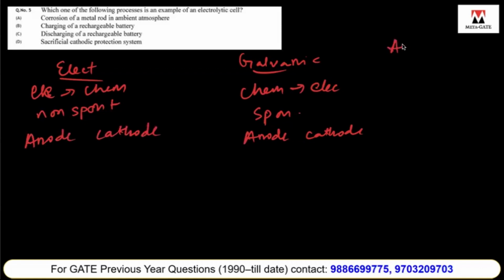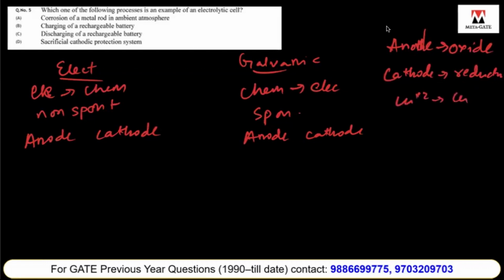What happens at the anode? At the anode, there will be oxidation. And at the cathode, there will be reduction. Cu+2 converts to Cu; this is called reduction. And oxidation is Zn giving Zn+2. Losing of electrons is oxidation, gaining of electrons is reduction.